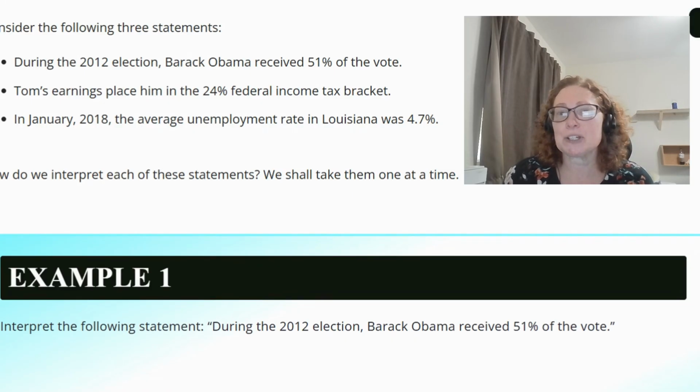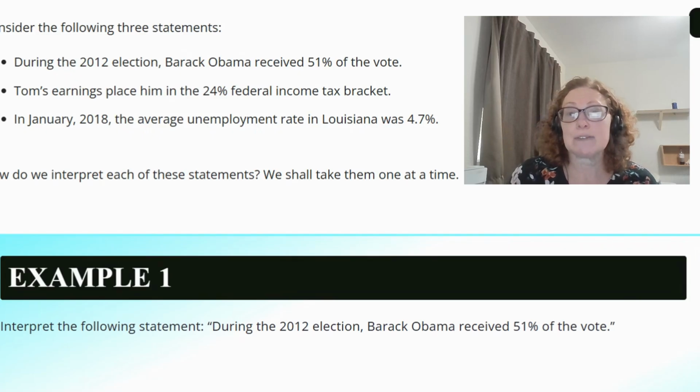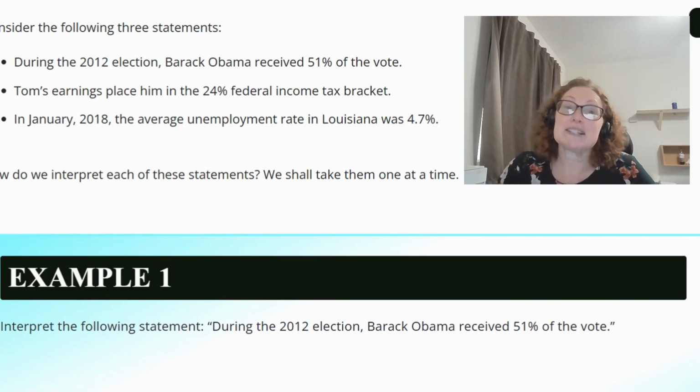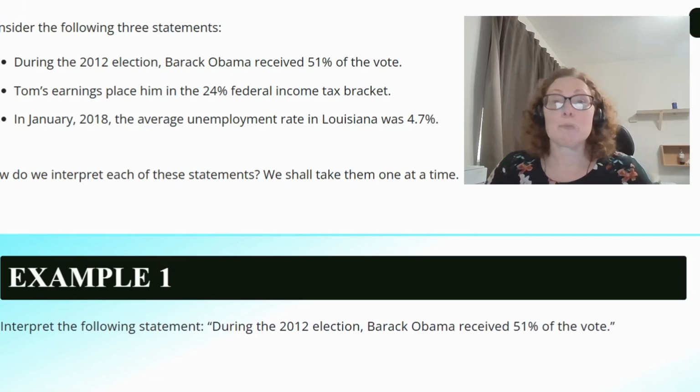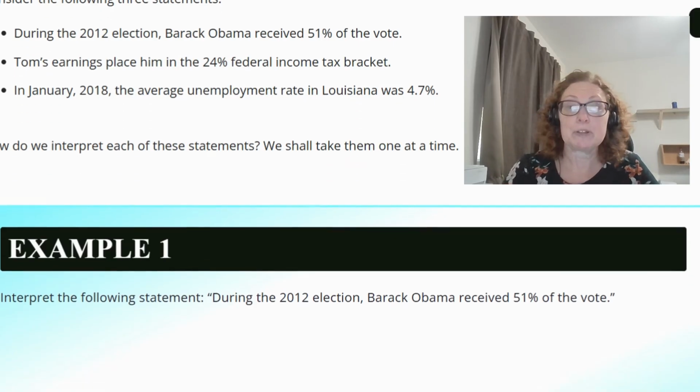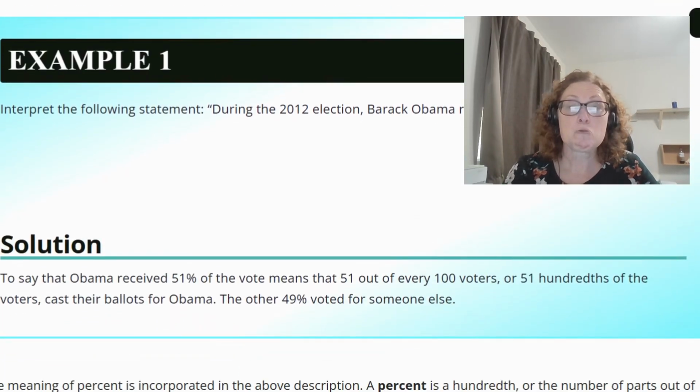The first one is during the 2012 election, Barack Obama received 51% of the vote. The second one is Tom's earnings place him in the 24% federal income tax bracket. And the third is in January 2018, the average unemployment rate in Louisiana was 4.7%. So we want to interpret these statements, okay? That's what we're going to look at first.